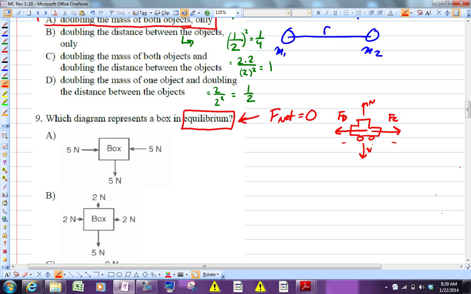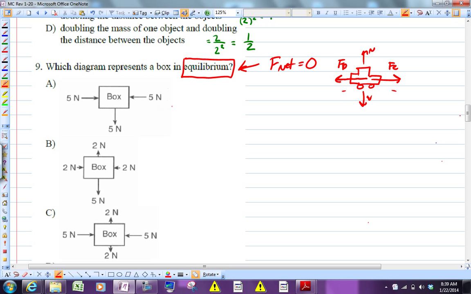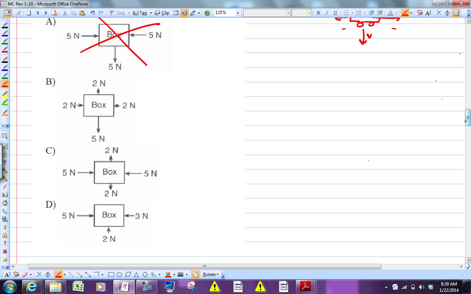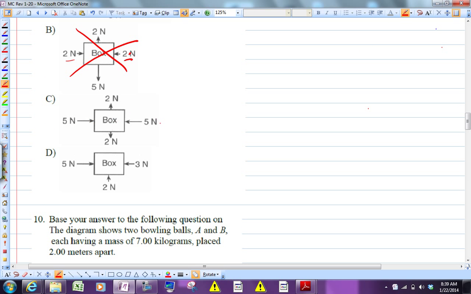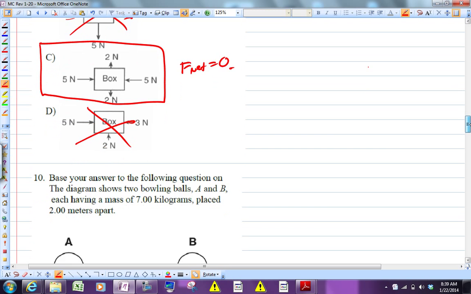So that's a long-winded way of saying we're looking for the box where the net force is zero. So in this one, the net force is going to be down 5. It can't be this one. In this one, the net force is going to be down 3 because it's 5 down, 2 up. This 2 and this 2 cancel out, so it can't be that one. Now, in this one, the 5 newtons to the right, 5 newtons to the left, they balance. 2 newtons down, 2 newtons up, they balance. This is going to be our answer because the net force is going to be 0. F net equals 0. And, of course, in this one, the net force is going to be up and to the right because 5 newtons is bigger than 3. It's not going to be this one.